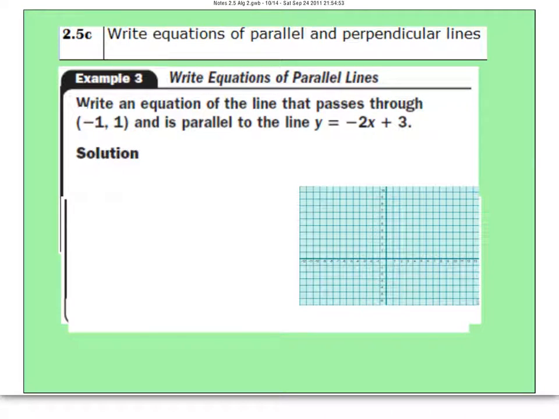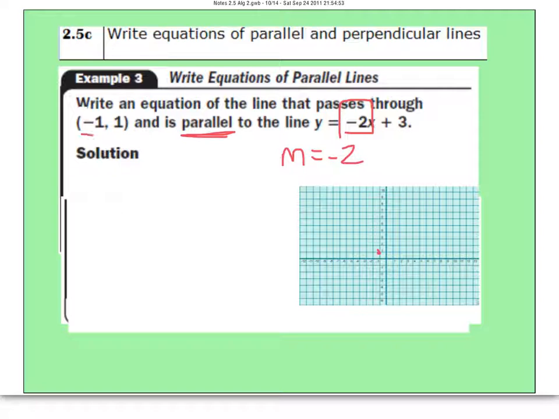Learning objective C, we're going to write equations of parallel and perpendicular lines. So here it says, write an equation of a line that passes through the point (-1, 1). I'm going to sketch (-1, 1) on the graph paper right here, and is parallel to the line y equals -2x plus 3. Now remember, if it's parallel, it means it's going to have the same slope as this, so I know the slope here is -2.